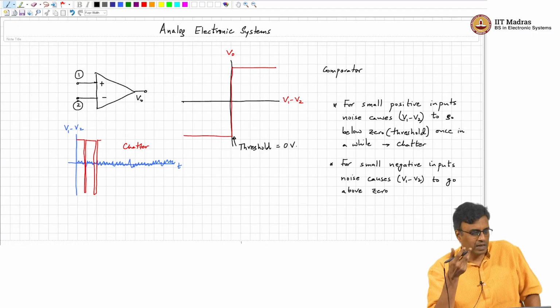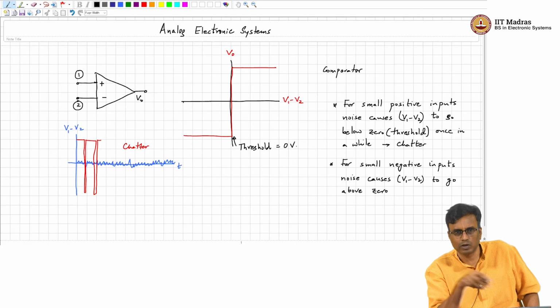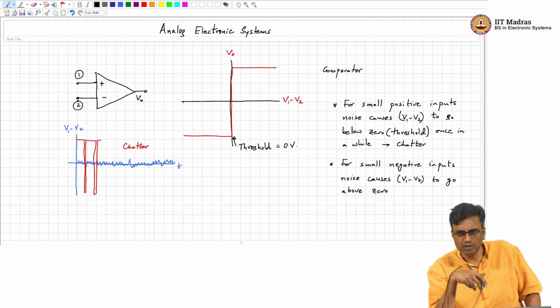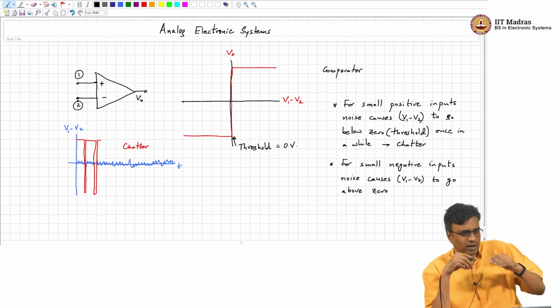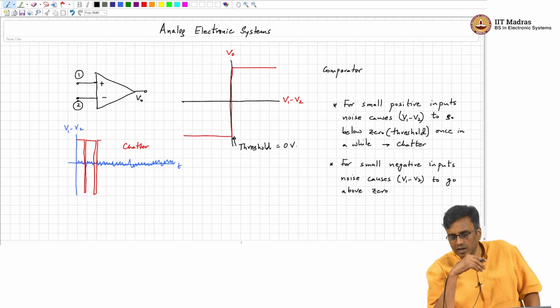Okay, I mean I am saying noise, but it could be some small extraneous pickup due to capacitive coupling on the wires. Anything is possible, right? So, basically, whenever the input is close to a threshold, then you will always have this problem of any extraneous effects, noise, maybe disturbances, etc., can cause the effective input to just cross the threshold.